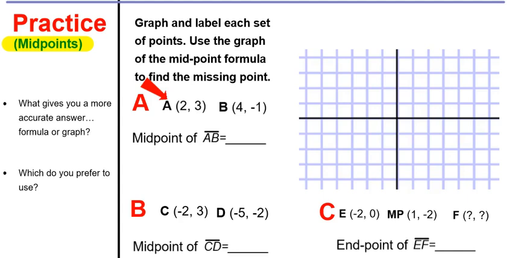So we take A and we put it at 2, 3. So we go over 2 and up 3. And right there is A. Remember, over 2, up 3. And there's A. Then we're going to put on B. B is over 4. Down 1. Let me undo that.